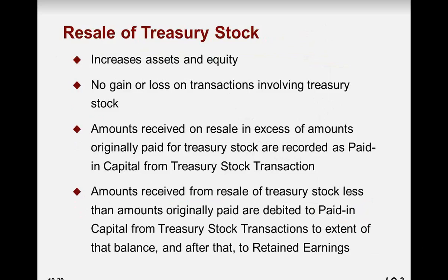What does that mean? Amounts received from resale of Treasury stock that are less than the amounts originally paid are debited to paid-in capital. Normally, we would be crediting paid-in capital. If we sell it for more than what we paid for it, we will credit paid-in capital. If we sell it for less than what we paid for it, we would debit paid-in capital related to those stock transactions. So we will occasionally have a debit entry to this.